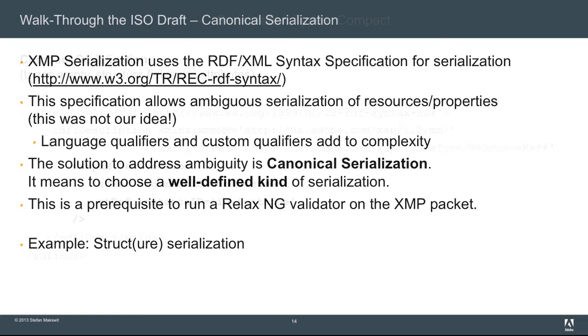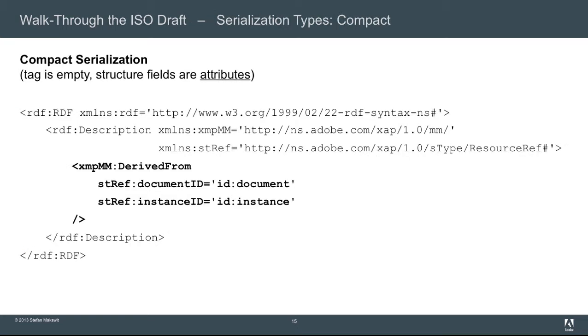I show an example. So this is a structure, an XMP structure. It's a structure derived from, it contains two fields, document ID and instance ID. And I just show you the three kinds of serialization that we have. So this is the ambiguity, just so that you can see it. For example, this is the short form. There the fields of the struct are attributes in the XML.